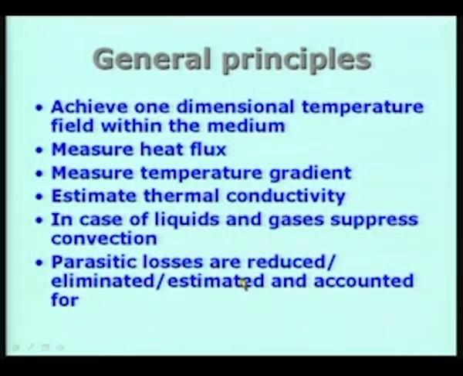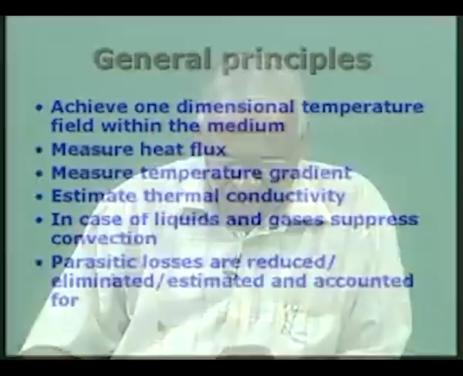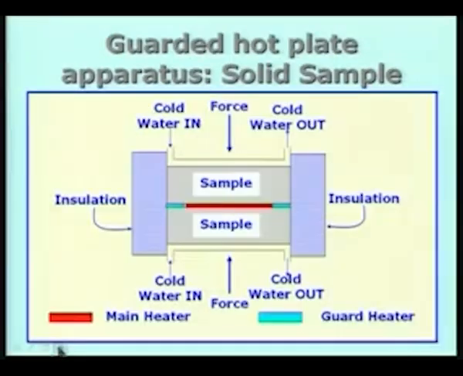Finally, we have to look at the parasitic losses. Even though I am saying that we will achieve one dimensional temperature field and so on, how closely are we able to do that? There will always be some parasitic losses. These have to be reduced or eliminated, or in the worst case we have to estimate what these losses are and account for them, so that the estimated value of thermal conductivity is of acceptable accuracy.